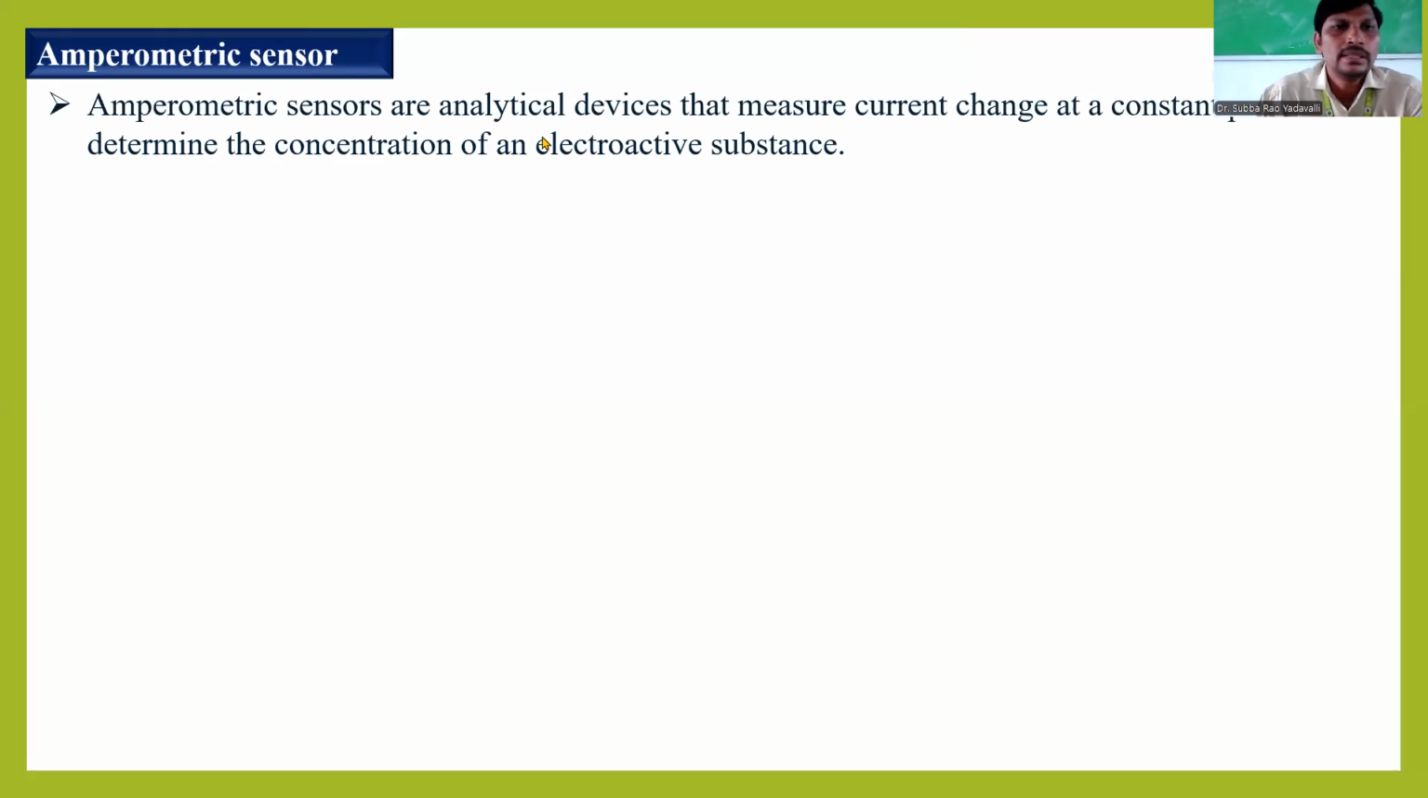Now coming to the amperometric sensors. These amperometric sensors detect the harmful gases in the atmosphere or surroundings. And also these are helpful to detect the harmful chemicals present in liquids or water. These amperometric sensors are analytical devices that measure current change at a constant potential to determine the concentration of an electroactive substance. So this one is very helpful to detect the current change at constant potential.